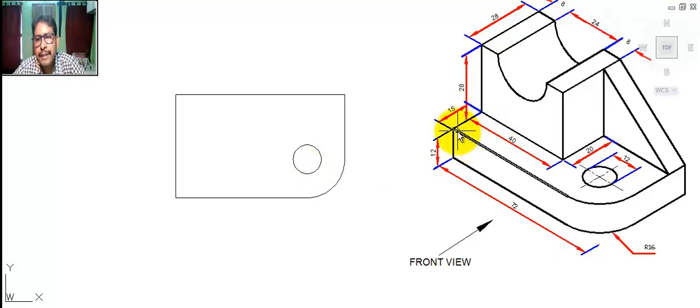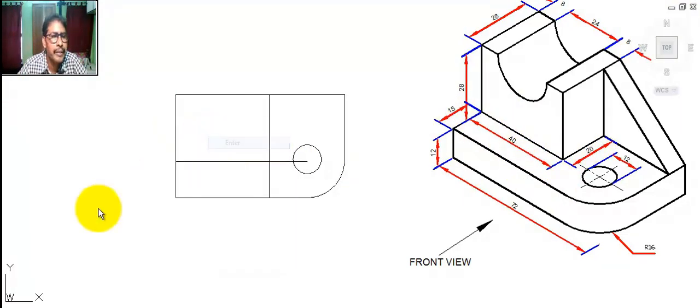Now, this is 15, this is 28. We draw a parallel line at 15 distance. This is 15. This distance is 40. Draw a parallel line at 40 distance. Now erase the excess portion. Okay. Now we draw this portion.